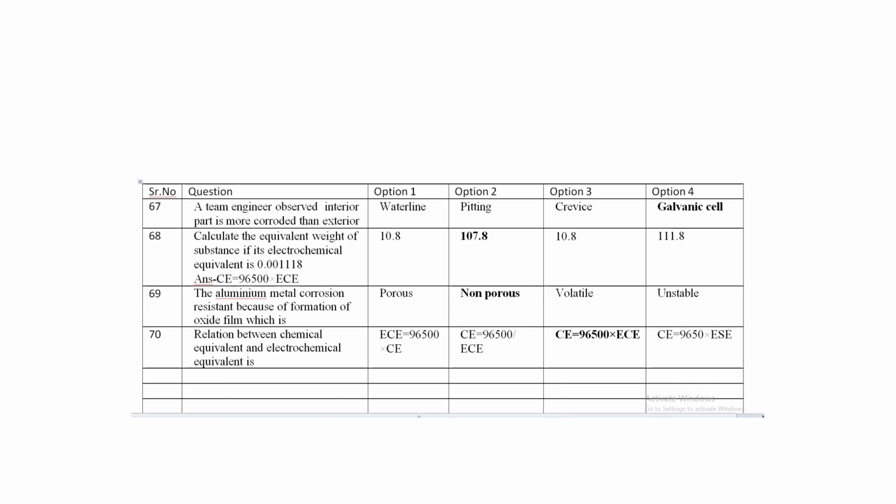Aluminum metal is corrosion resistant because of formation of an oxide film. Which type of film is formed on aluminum? It is a non-porous film, which is a more protective film. Therefore, corrosion of aluminum does not take place. The relation between chemical and electrochemical equivalent is: chemical equivalent is equal to 96,500 into electrochemical equivalent, that is ECE.